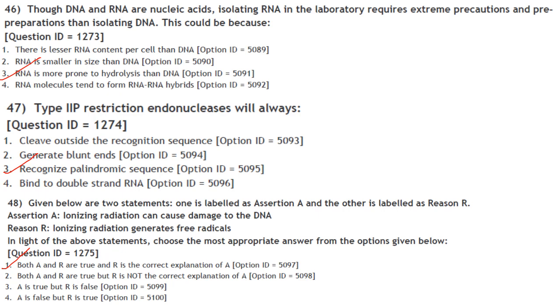Answer is option 3. Type 2 restriction endonucleases will always recognize palindromic sequences. Answer is option 3. Given below are two statements. One is labeled as assertion A and the other is labeled as reason R. Assertion A: ionizing radiation can cause damage to DNA. Reason R: ionizing radiation generates free radicals. In the light of the above statements, choose the most appropriate answer. So both A and R are true, and R is the correct explanation of A. Answer is option 1.